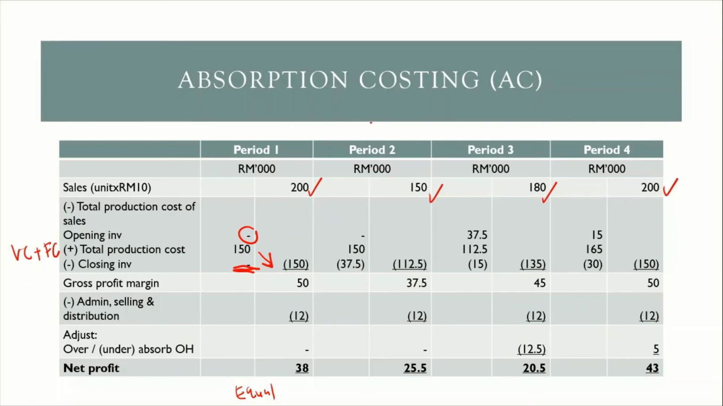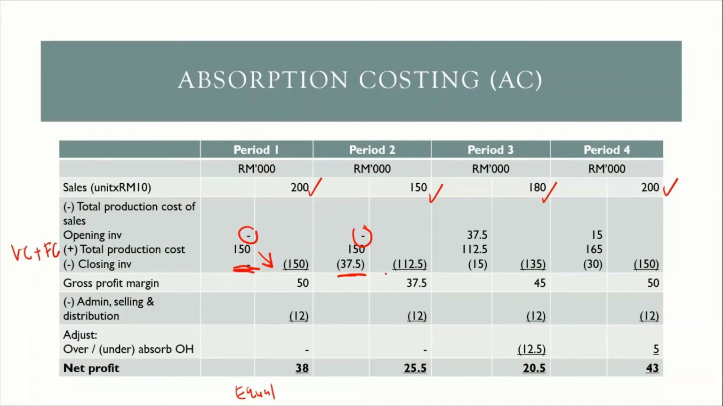So moving on to period 2. Okay, so period 2 is the situation where production is bigger than sales. So the sales revenue is the same as the previous method, with no opening as well, because in period 1 we sold everything. The total production cost is the same as period 1, and there is an ending inventory because there is a balance in our production units. We did not sell everything.